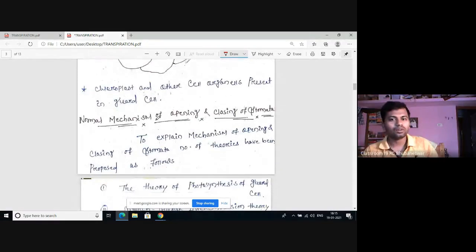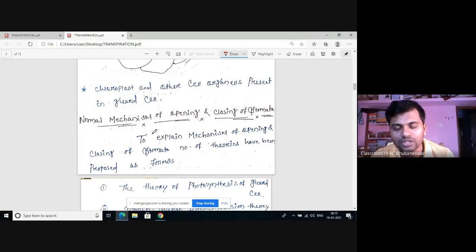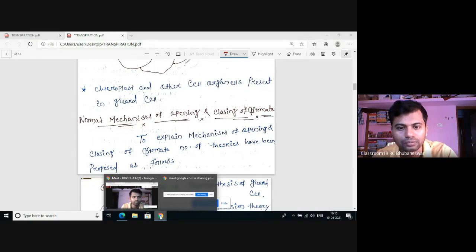Now come to the mechanism of transpiration. The mechanism of transpiration also implies the mechanism of opening and closing of stomata. To explain the mechanism of opening and closing of stomata, a number of theories have been proposed.